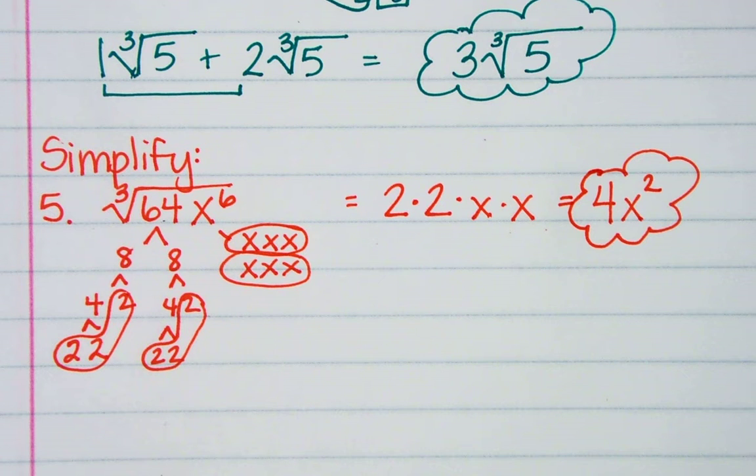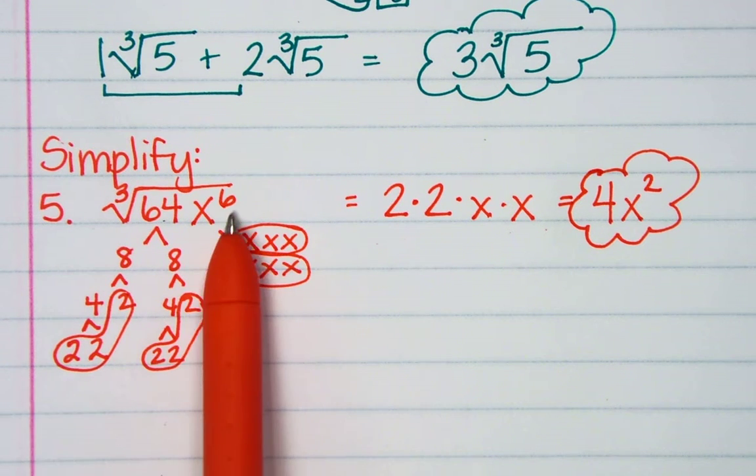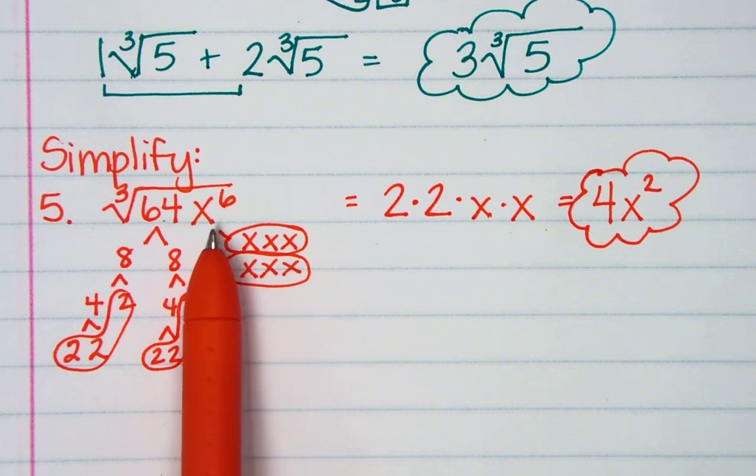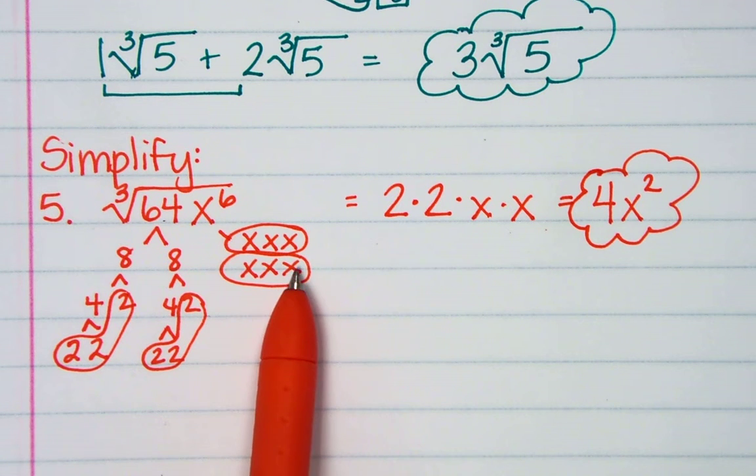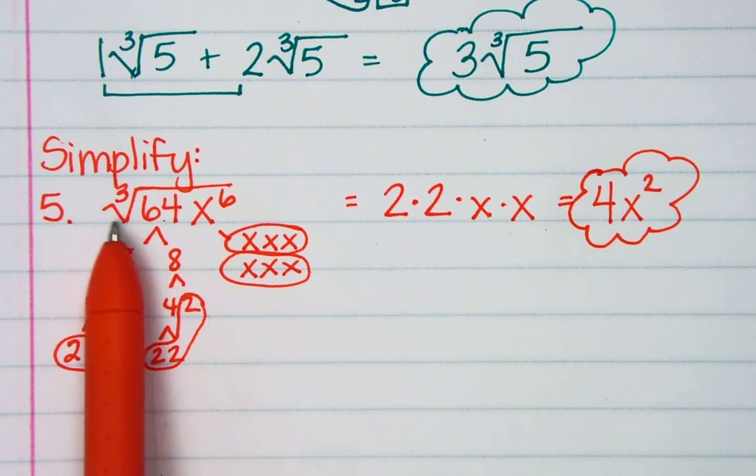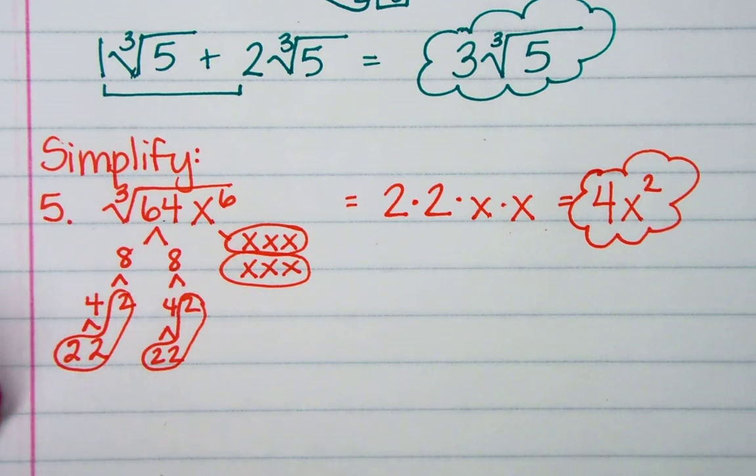Does this make sense? Any questions? Again, the only real new thing that we haven't done is this. But again, you're just listing out however many of the variables there are and looking for groups. Okay?